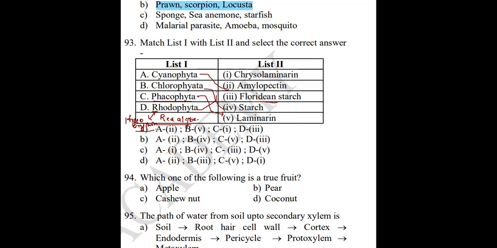Okay. So what might be the answer for this question? We can say Cyanophyta is going to be option 2, so A is 2, B is going to be 4, and C is going to be 5, and D is going to be 3. So the answer for this question is option B.